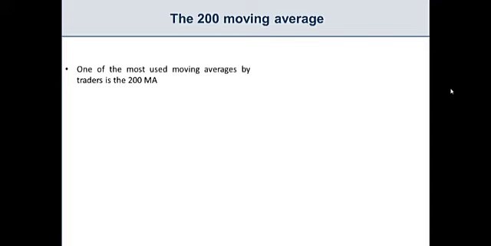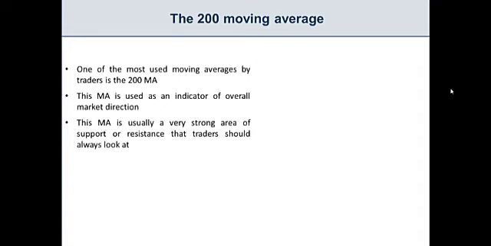This is one of the most used moving averages by traders. This moving average is used as an indicator of overall market direction. This means that overall, if price is trading above the 200 moving average, we are in a bull market, and if price is trading below the 200 moving average, we are in a bear market. This moving average is usually a very strong area of support or resistance that traders should always look at.